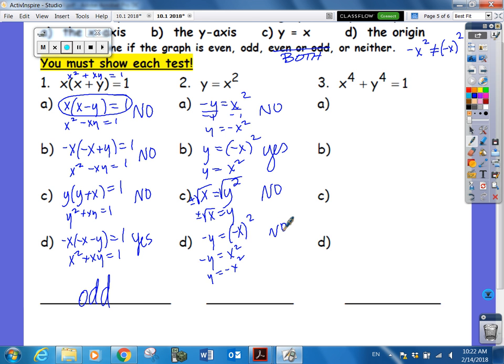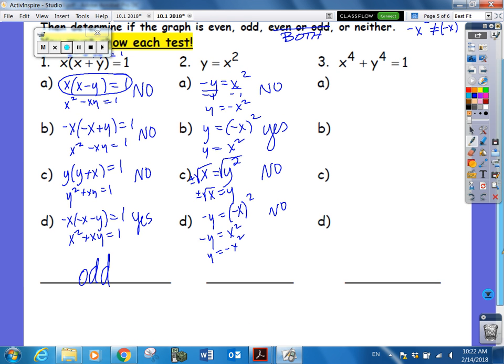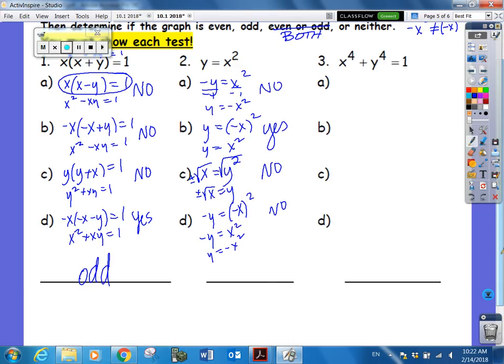So then, when we test for even, odd, both, or neither, all we have to do is look at our y-axis and origin. The y-axis was yes, so it's even. The origin was no, so it's not odd. So this one is even.